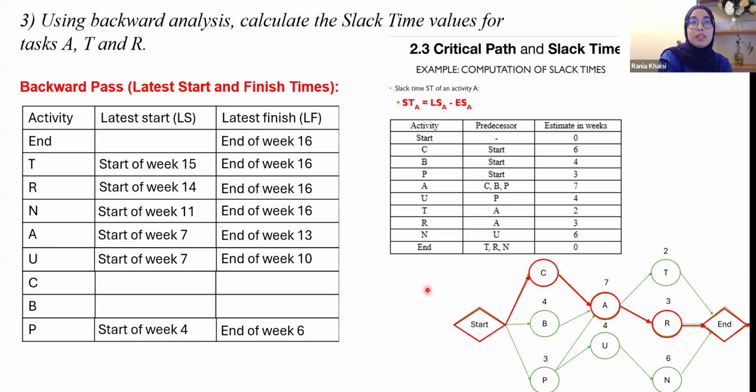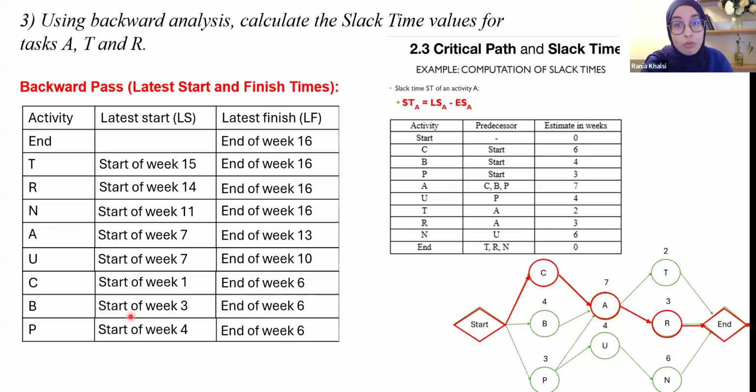Now, for C, it has the same way of thinking. The latest finish is the end of week 6, the same as activity B. For activity C, it's hidden by this table. Let's come back. Okay, we can see it here. Activity C takes 6 weeks, so it starts at the start of week 1, and activity B takes 4 weeks, so its latest start is the start of week 3.